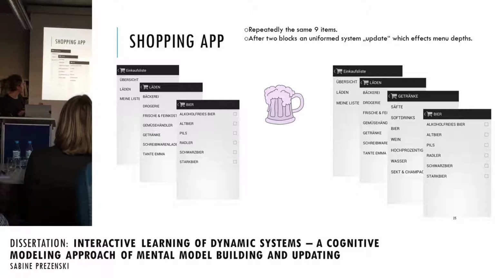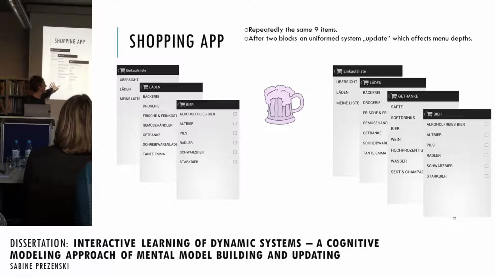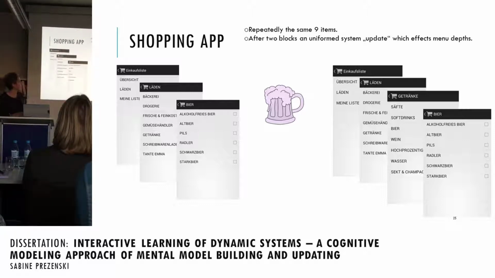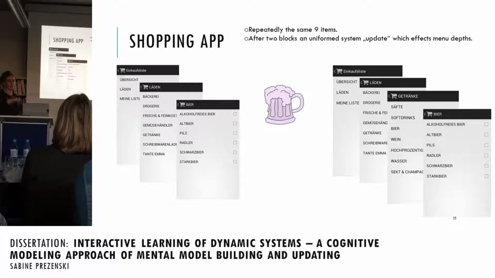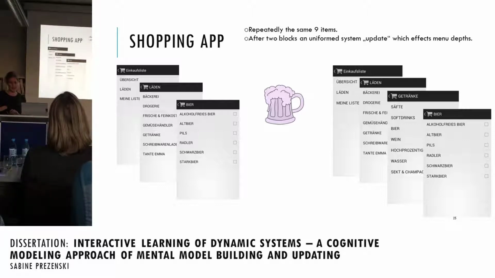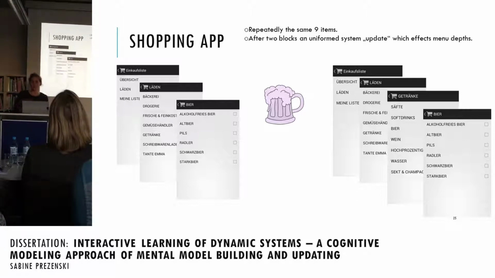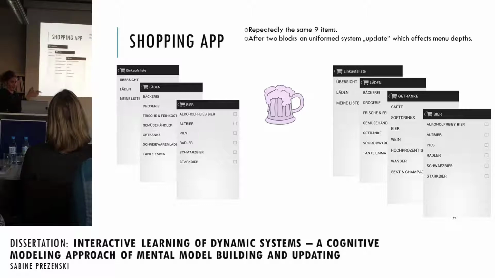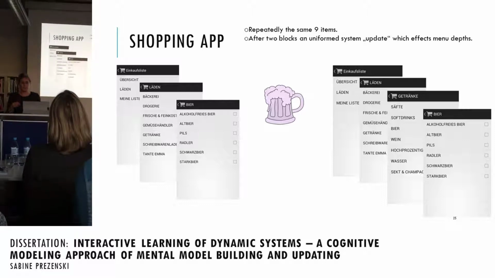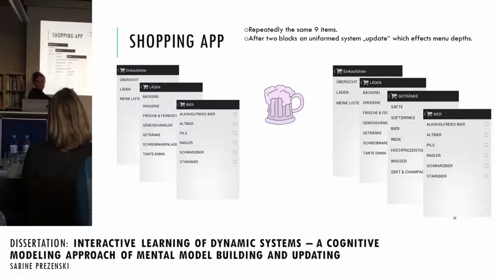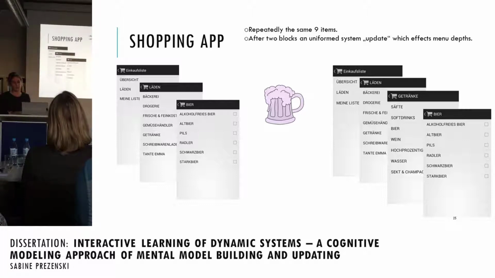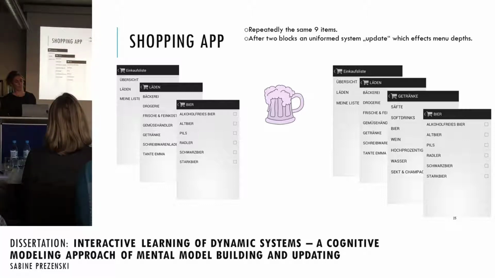And there were two versions of the app, a 3-layer and a 4-layer version, and the participants had to repeatedly look for the same 9 items. After 2 blocks, so after looking for the same 9 items 2 times, there was an uninformed switch, so they switched to the other version and again looked for the same items 2 times. And half of the participants started with the 3-layer version and the other half with the 4-layer version.